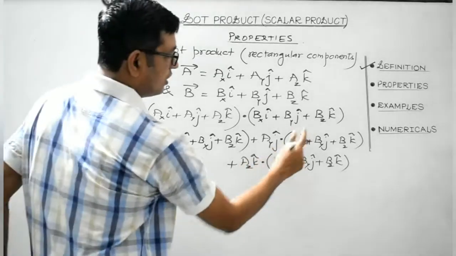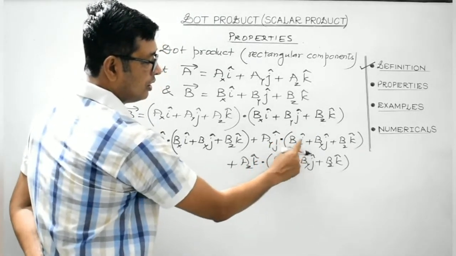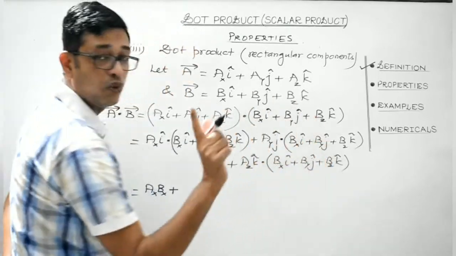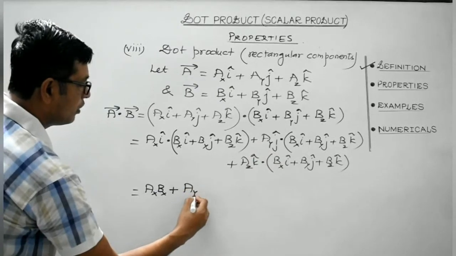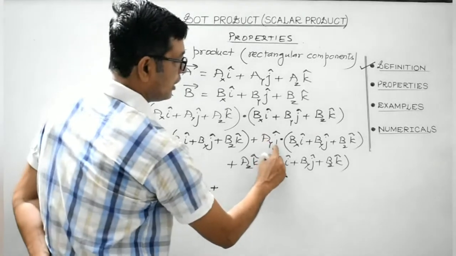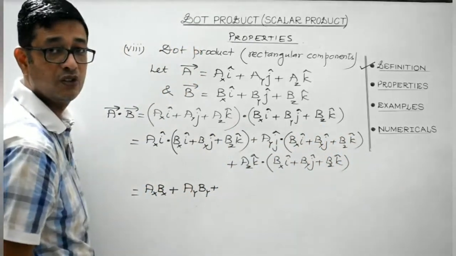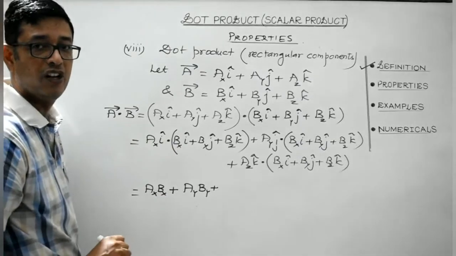Plus, consider this one. This j cap dot I cap, it is 0. J cap dot j cap, it is 1. So what will be the coefficients? Ay, by. Plus j cap dot k cap, again it will be 0. So from this expression we'll be getting only ay into by, right?